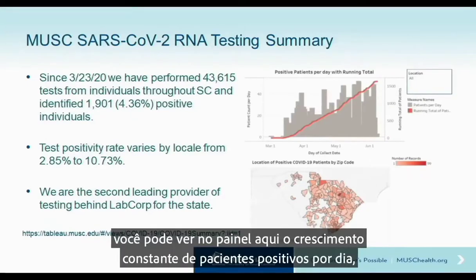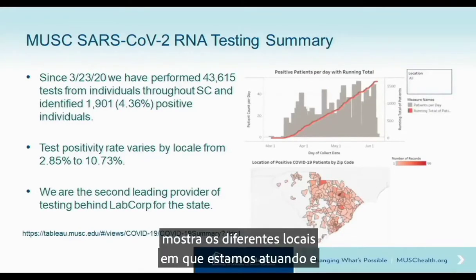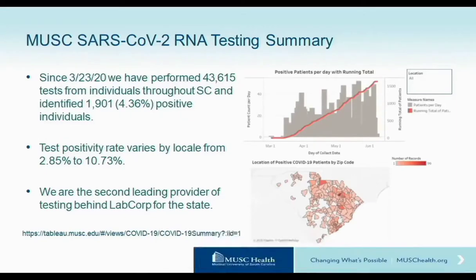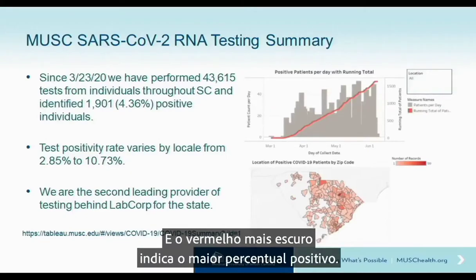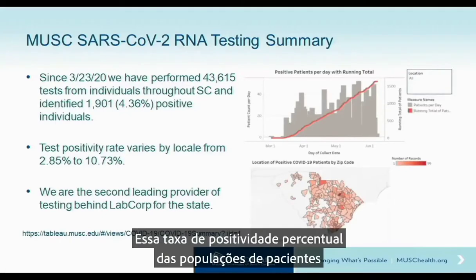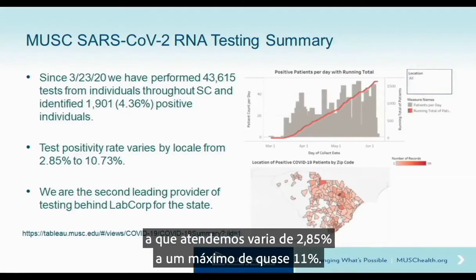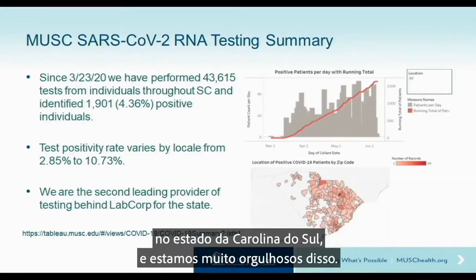You can see in the panel over here the steady growth in positive patients per day. The test positivity, since we're serving this heat map over here, shows the different locations that we are serving and the number of positive patients in those zip codes, if you will. The darker red indicates the higher percent positive. And that percent positivity rate from the patient populations we serve ranges from a low of 2.85% up to a high of almost 11%. We are the second leading provider of testing behind LabCorp in the state of South Carolina. We're quite proud of that.